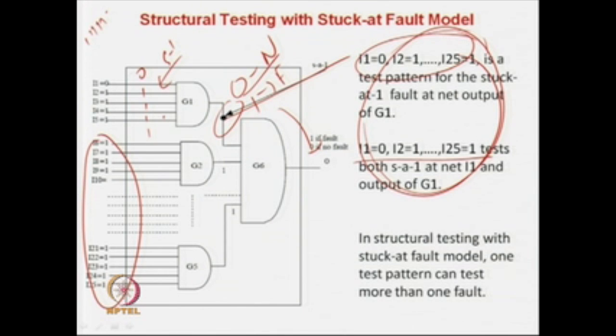So that means if you apply this test pattern and in the output you are getting a 0, then you know that there is not a stuck at one fault here and not a stuck at one fault here. Else this circuit may have a stuck at one fault here or a stuck at one fault here, either of them.